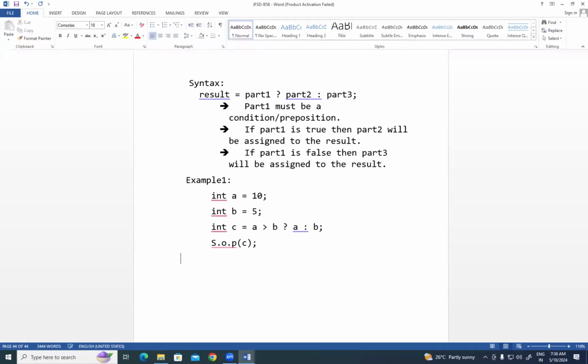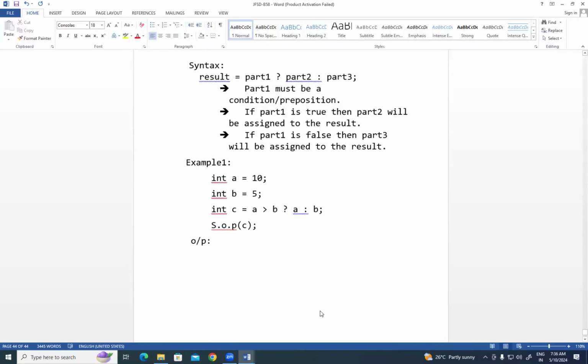Then what is the output here? First, who is part 1 in this ternary operator? A greater than b is the part 1. If part 1 is true, then who will be assigned to the result called C? Who is part 2?